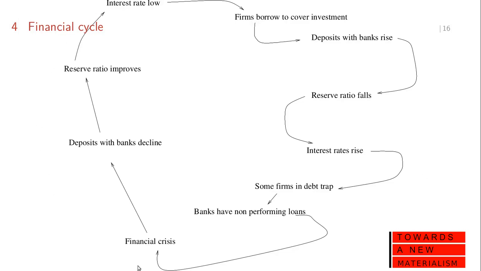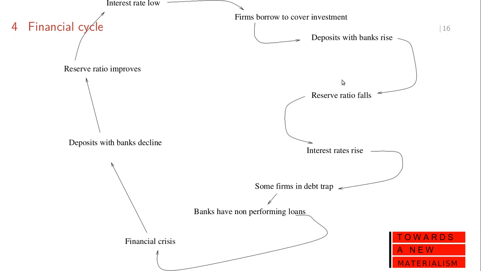So you have a financial cycle, and this is typical of the capitalist system. It runs through this cycle every 7 to 10 years. Start off with low interest rates. Firms borrow to cover investment. As a result of them making purchases, deposits with the banks rise. The effect of that is that the reserve ratio of the banking system falls, and the banks raise the rate of interest. Some firms then find they're in a debt trap. The banks realize they have non-performing loans, and you classically would get a financial crisis here. Some of the banks might actually fail because of that. After the recession that follows, there's less economic activity, deposits with the banks decline, the reserve ratios of the banks improve, and they end up reducing their interest rate, and the system restarts again.